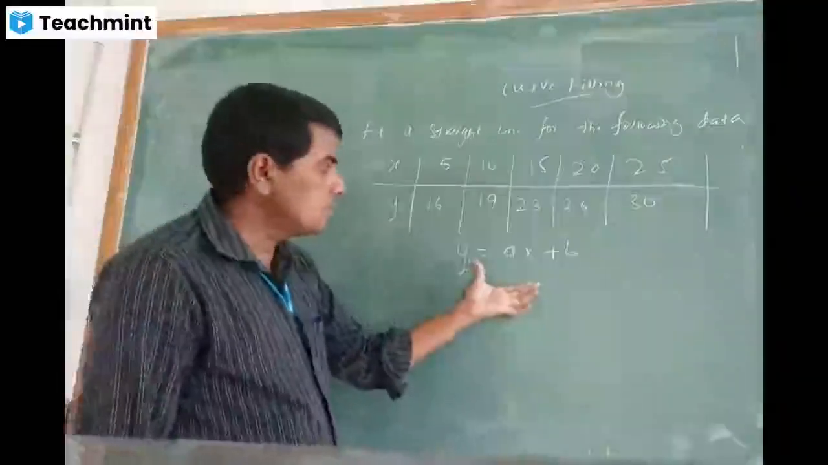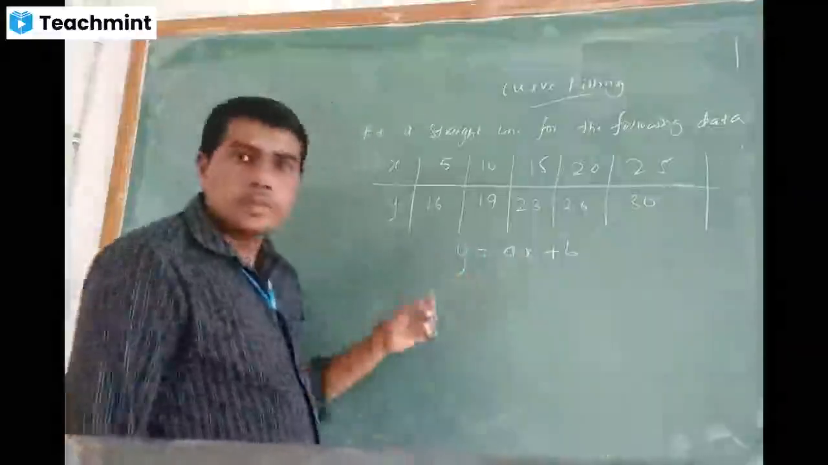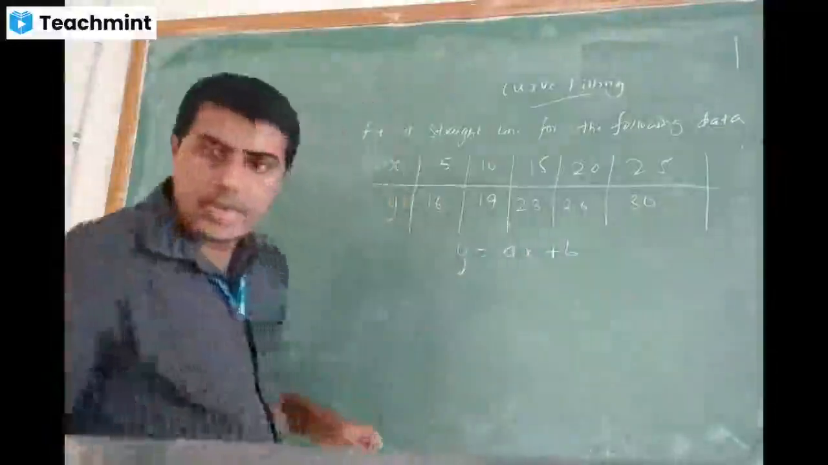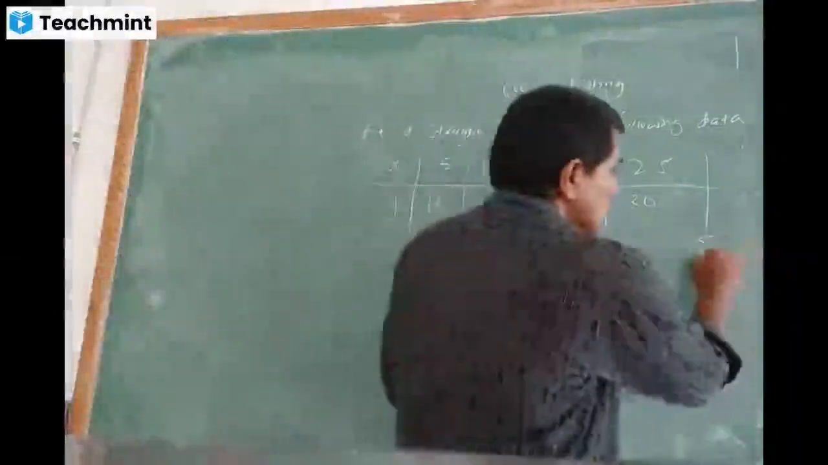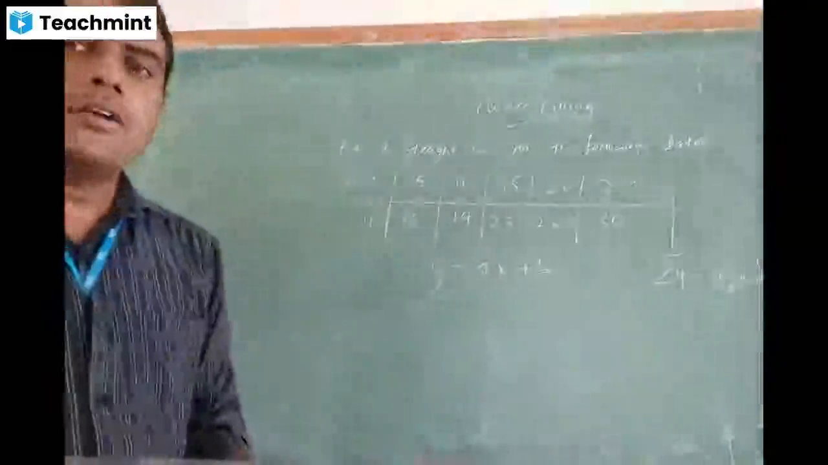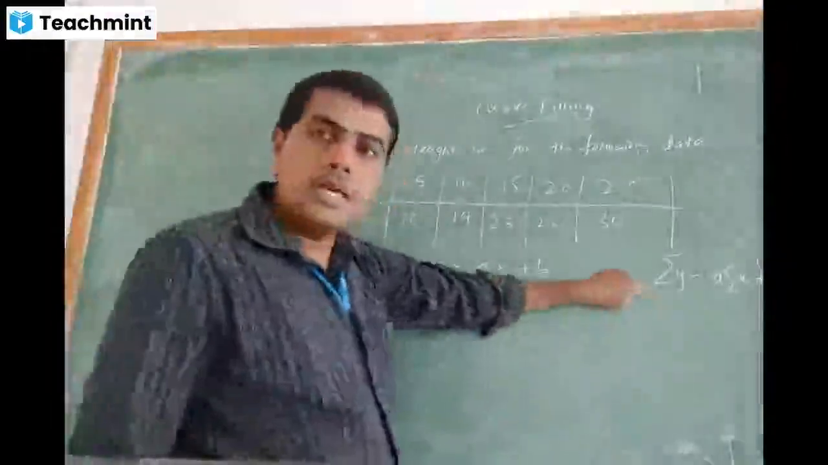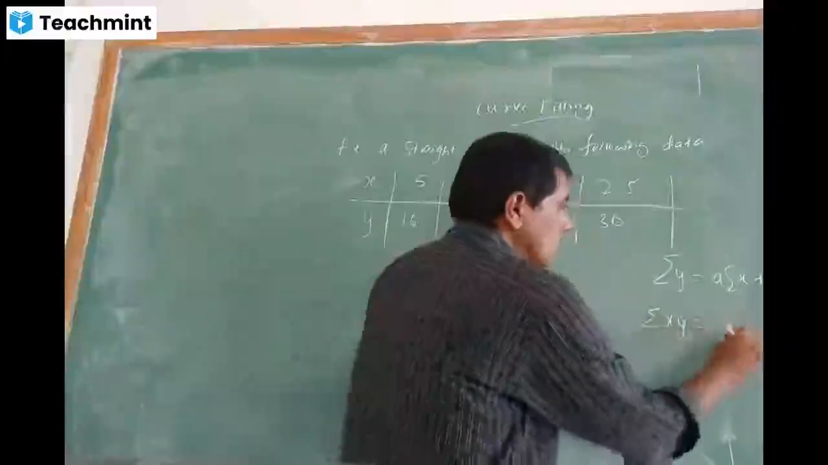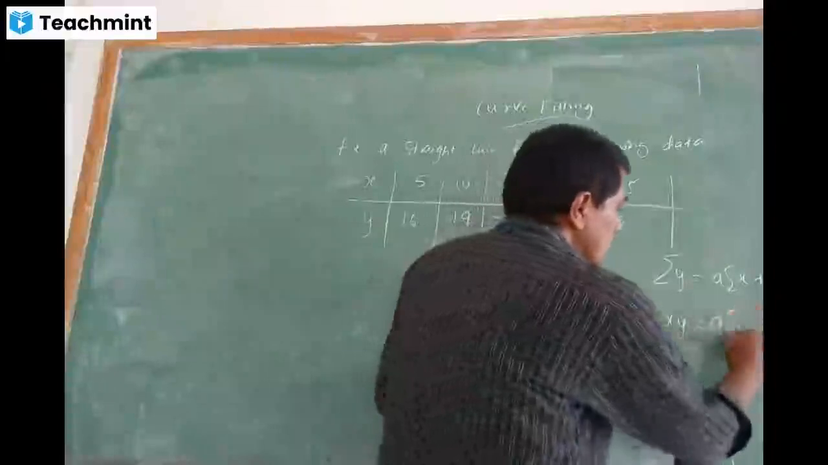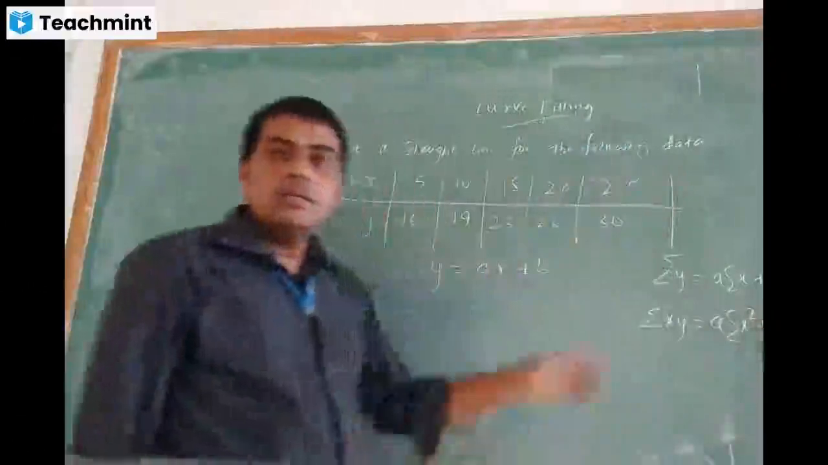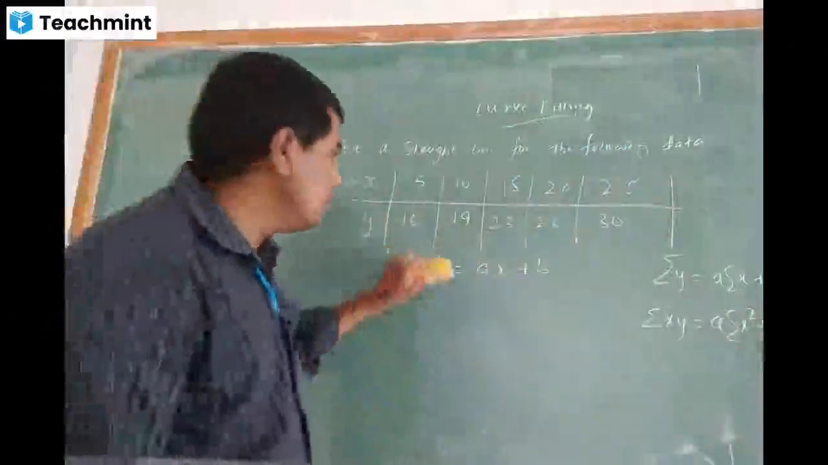Very good. Summation y is equal to a into summation x plus a into d. That is the first normal equation now. Second normal equation, multiply by x. Summation x is equal to b into summation x. So the normal equation is written.